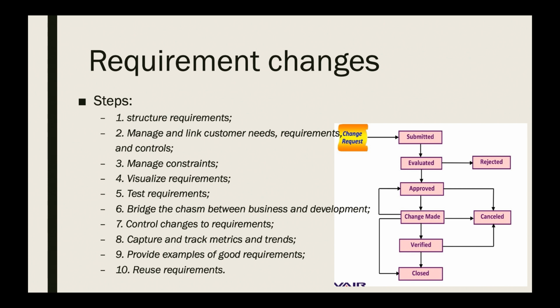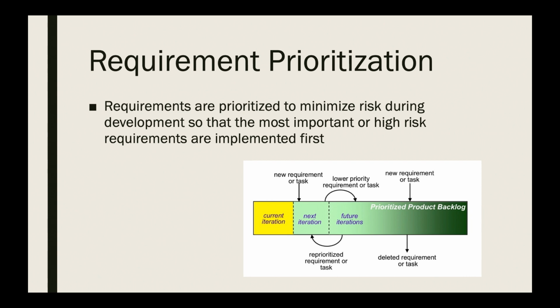Also, many project management tools can be used when dealing with requirements and changes. Most of them are related to scheduling activities, so finding the correct tools is not a big problem. However, one big method when dealing with requirement selection is called requirement prioritization. Here I'm going to talk about the importance and different methods of requirement prioritization. Requirements are prioritized to minimize risk during development so that the most important or high risk requirements are implemented first.